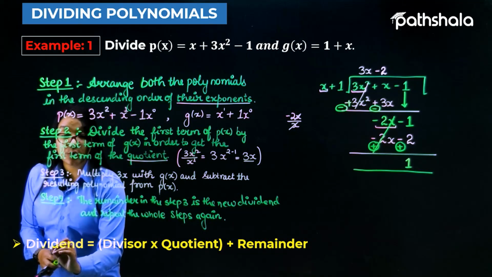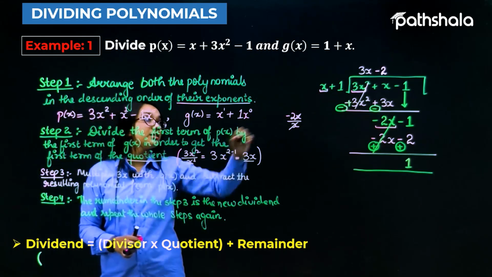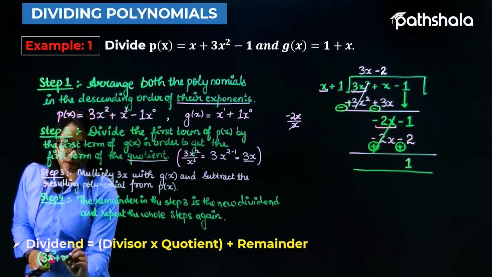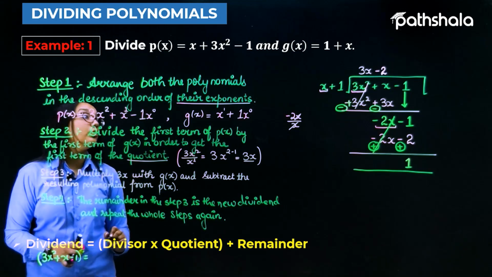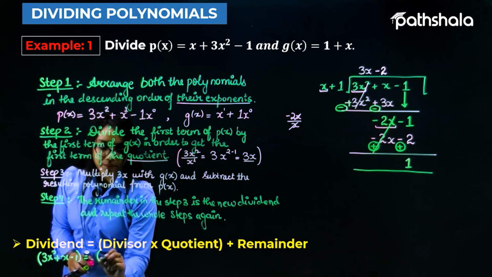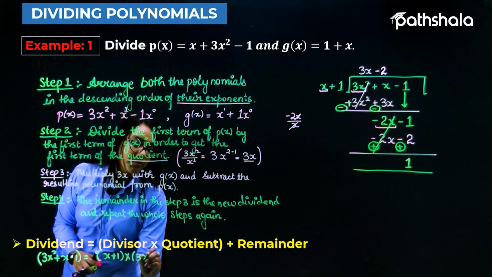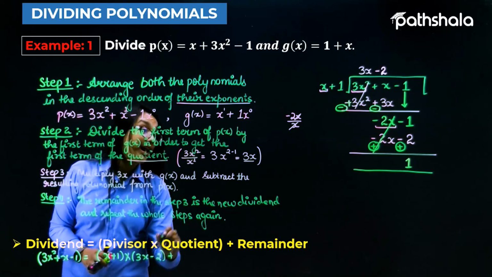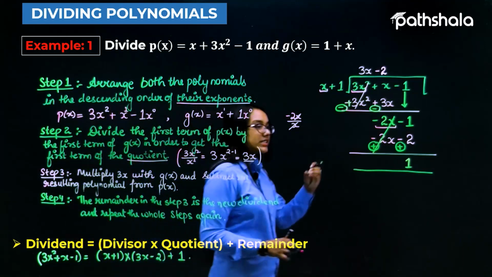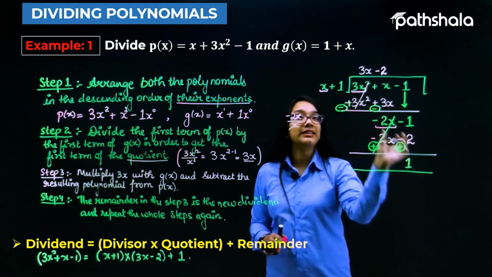So we can write this formation as the dividend that we do have, which is of the form 3x square plus x minus 1. So we can write 3x square plus x minus 1 is nothing but equal to divisor into quotient, that is x plus 1 into 3x minus 2, and the remainder at the end is nothing but 1. Always remember, we will always get a remainder whose degree should always be less than the degree of x plus 1.